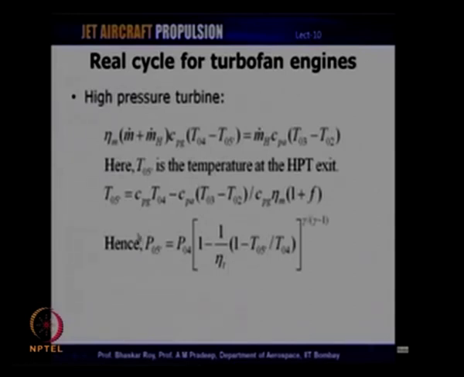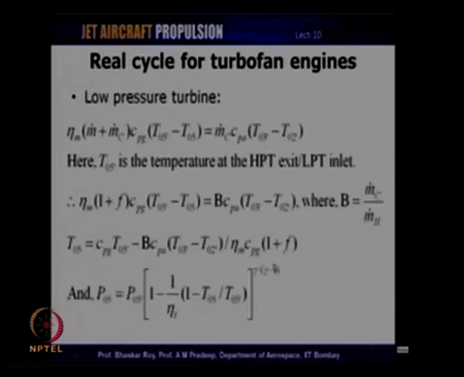Now, in the same manner as we did for a turbojet, we can calculate the pressure P05 prime, which is equal to P04 into 1 minus 1 by eta turbine into 1 minus T05 prime divided by T04, whole thing raised to gamma by gamma minus 1. So, we have now calculated the temperature and pressure at the HP turbine exit, which is also the LP turbine inlet. So, the next component will be the LP turbine.